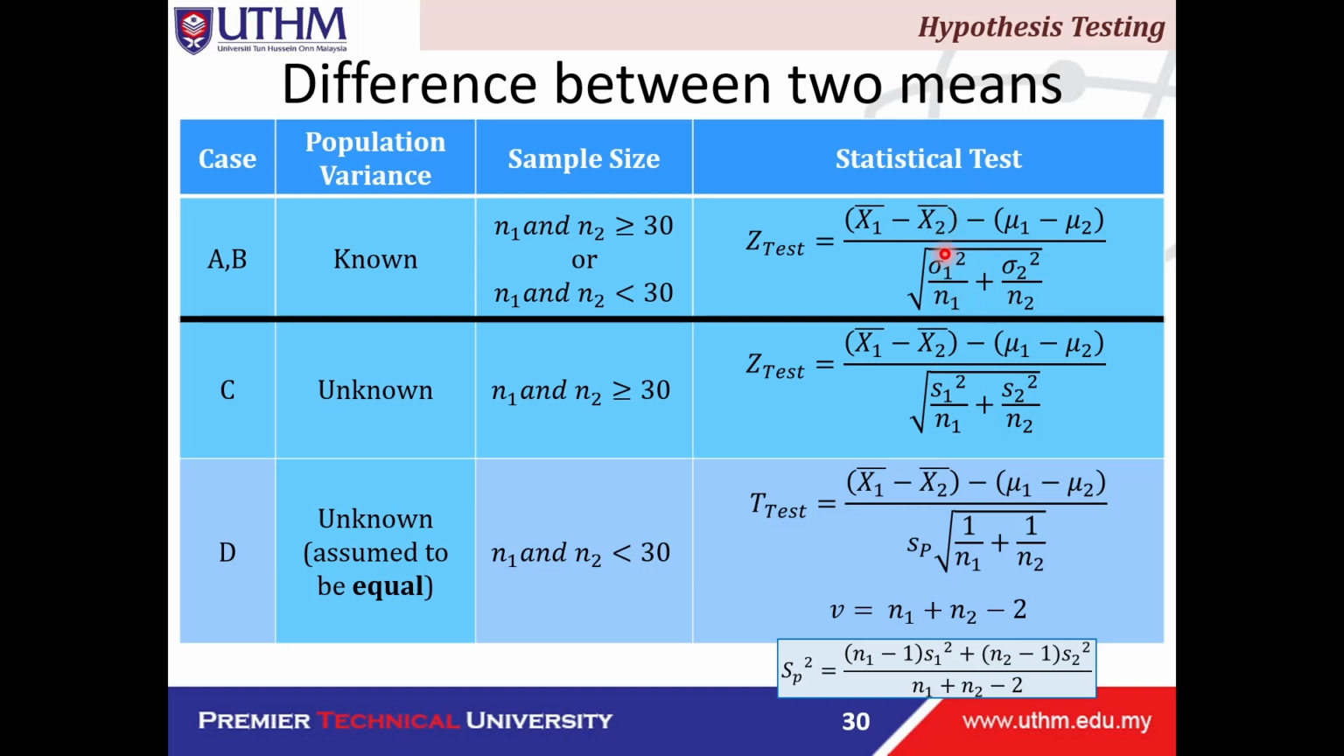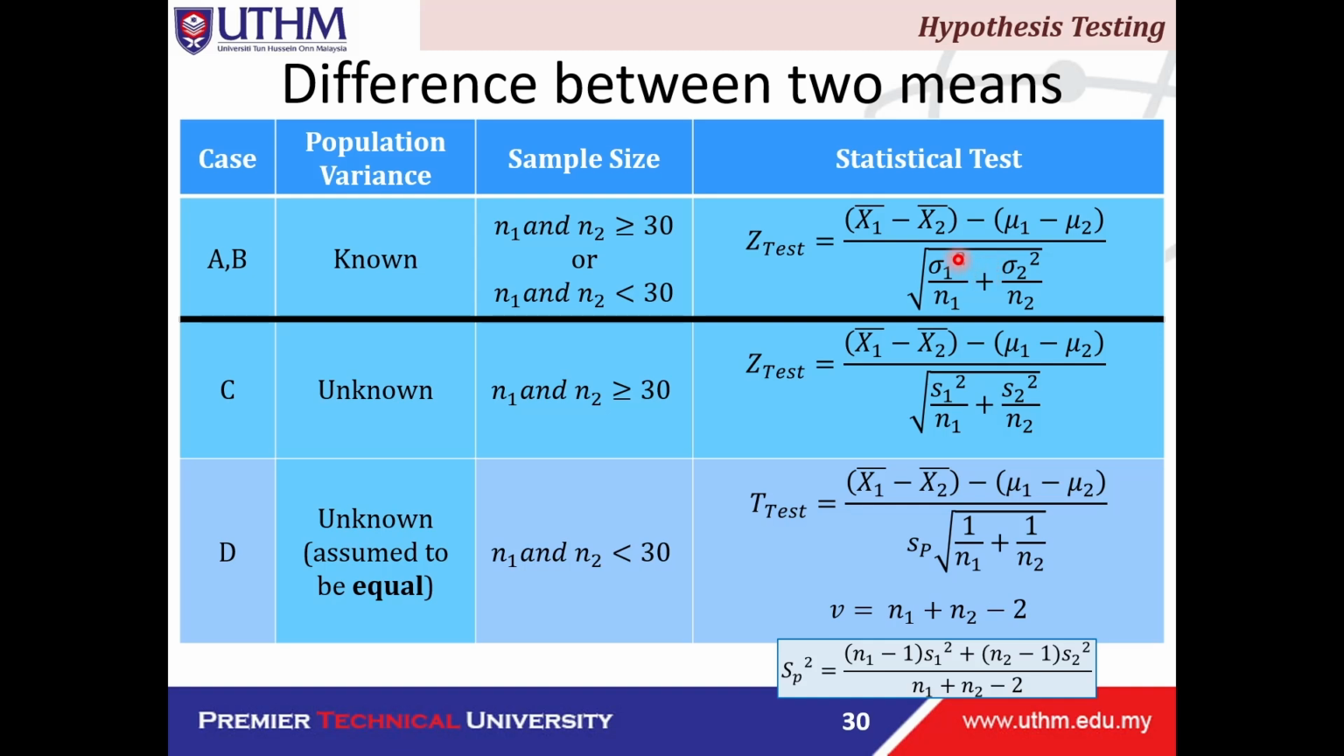So in this case, A and B, the variance is known. C, the variance is unknown, however both sample sizes are greater than or equal to 30. Then we still use a Z test. Even though now in A and B the population variances are known, we don't care about the sample size. Since the population variance is known, we use a Z test with the population means.